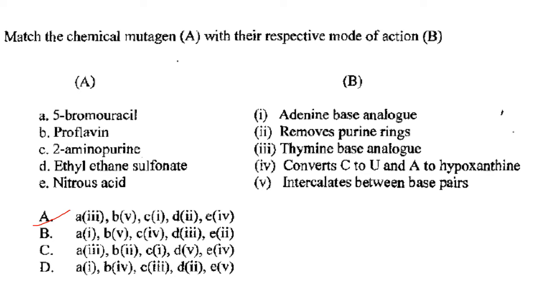Then match the chemical mutagen with their respective mode of action. So 5-bromouracil is a thymine base analog. Proflavin intercalates between base pairs, B5. 2-aminopurine is an adenine base analog, C1. D, ethyl ethane sulfonate, D2, removes purine rings. And E, nitrous acid, converts C to U and A to hypoxanthine. So answer is option A, that is A3, B5, C1, D2, E4.